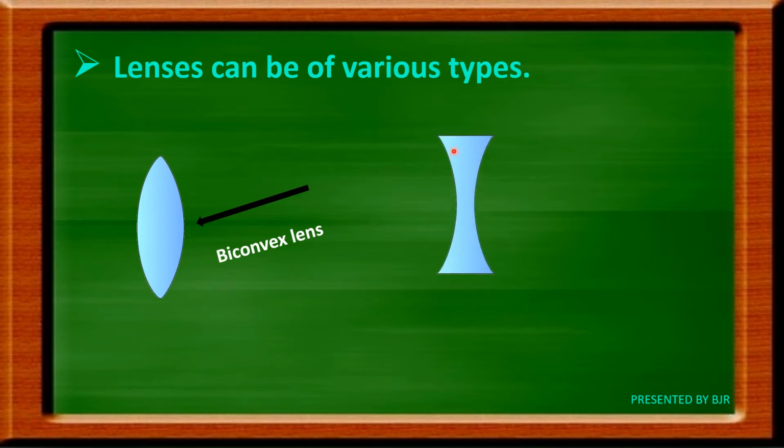Similarly, you see here, at the middle it is thin than edges. Okay, that's why it is biconcave lens.